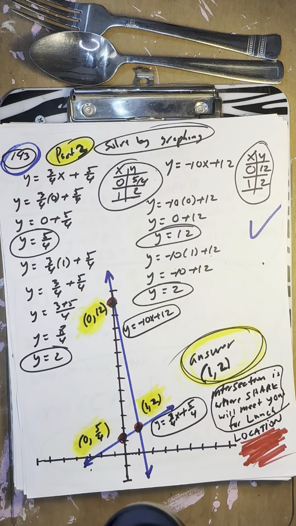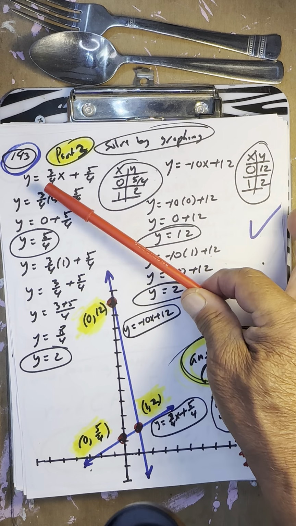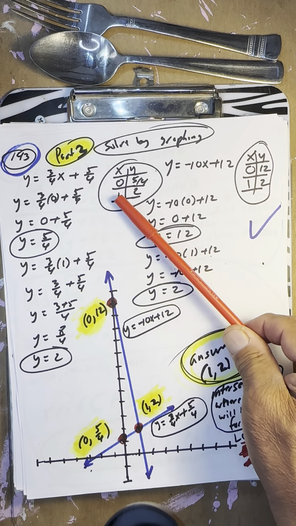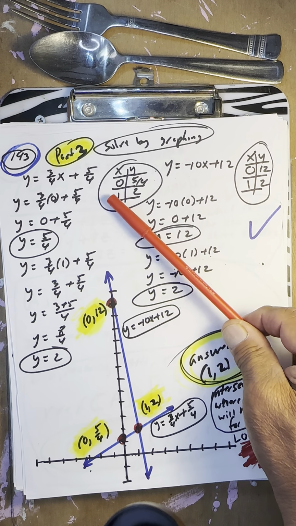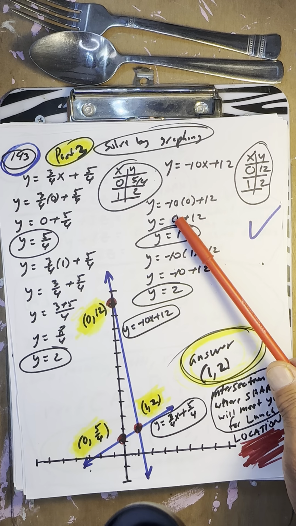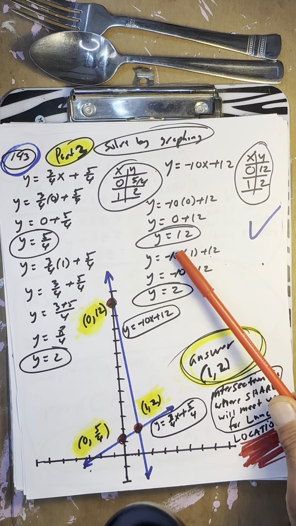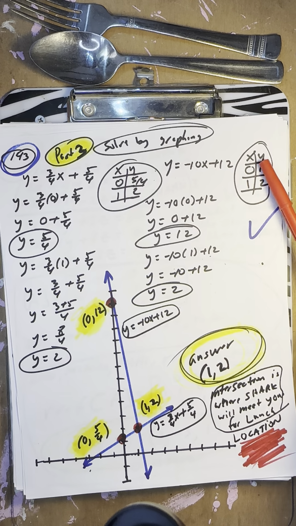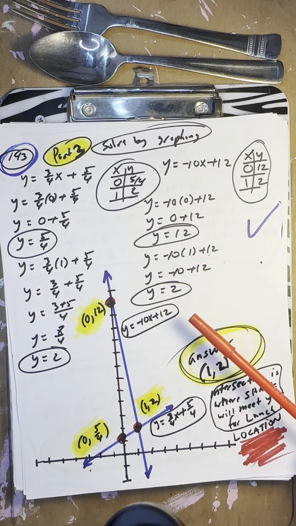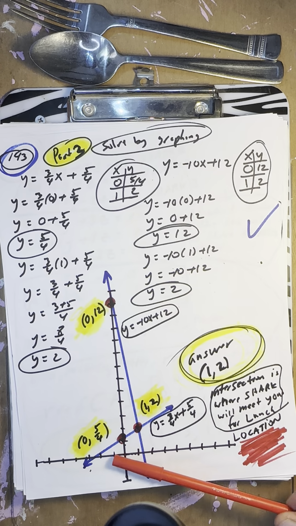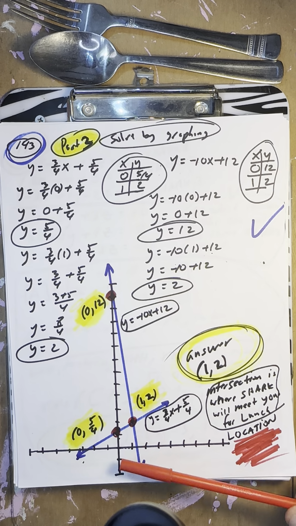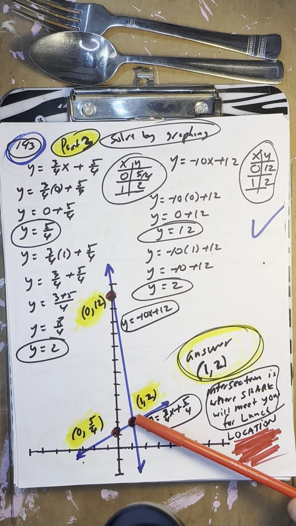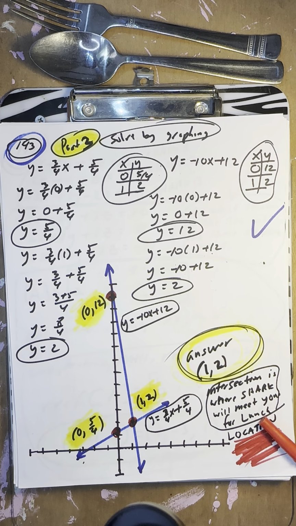Find out. Put some numbers in there. Put a 0 in there, you're going to get 5/4. Put a 1 in there, it's going to be 3 plus 5 is 8, 8 over 4 is 2. So 0, 5/4 and 1, 2. For the other one, put in 0, it's going to be 12. Put a 1 in there, and it's going to be negative 10 plus 12, 2. So we have 0, 12 and 1, 2. Put these points in there. They intersect right there. On this point right here, that's where they're going to meet. The intersection is where the shark will meet you for lunch. Okay?